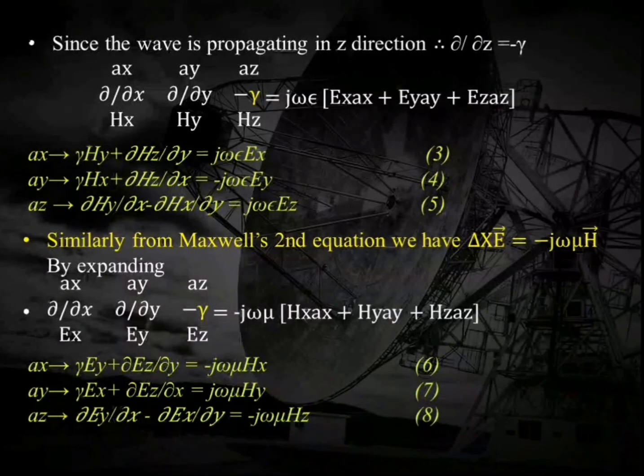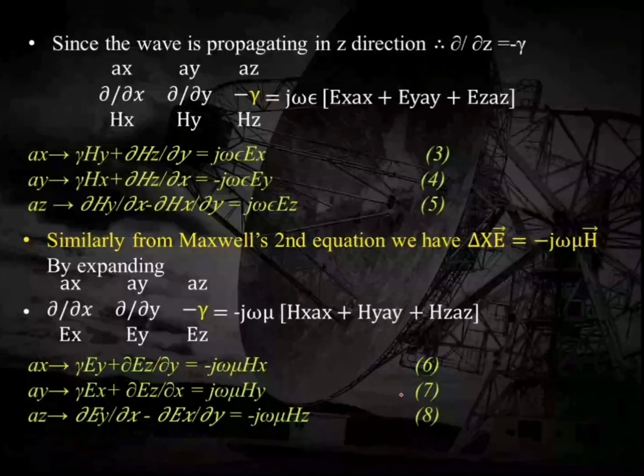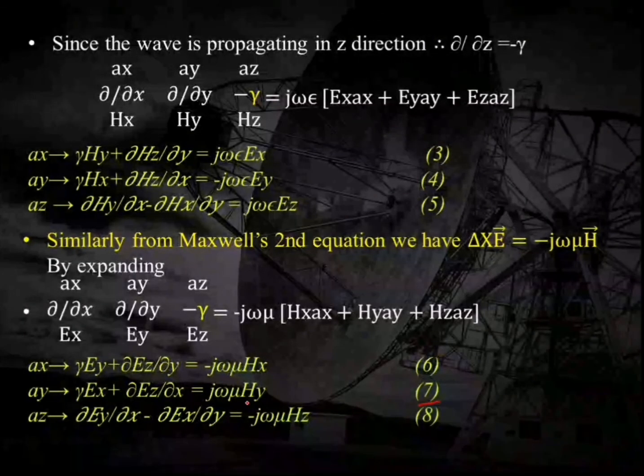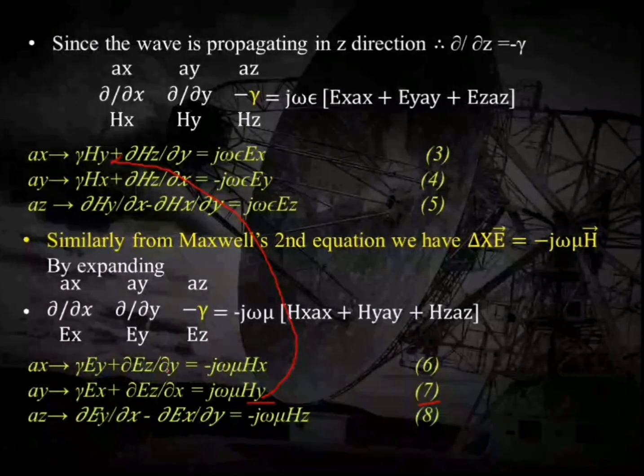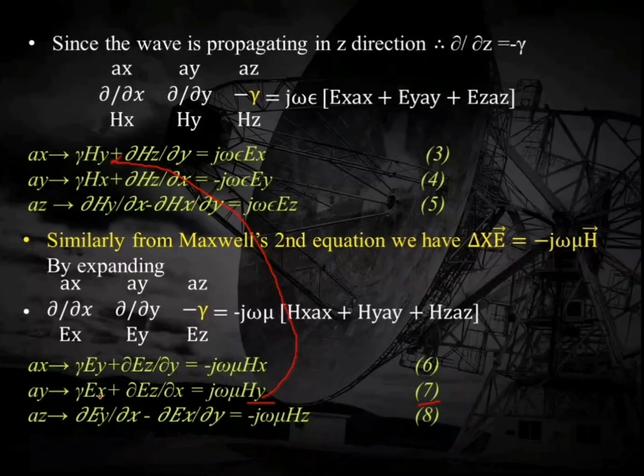Now, after obtaining these equations, we can obtain the values of Ex, Ey, Hx and Hy in terms of Ez and Hz. For example, if we take the equation number 7 and we obtain the value of Hy from here, and if we substitute this value of Hy in our equation number 3, then we can see that this Hy is now obtained in terms of Ex and Ez, and the whole equation will be converted into the form of Ex, Ez and Hz. It means by taking the Ex terms on the left hand side, we can obtain the value of Ex in terms of Ez and Hz.